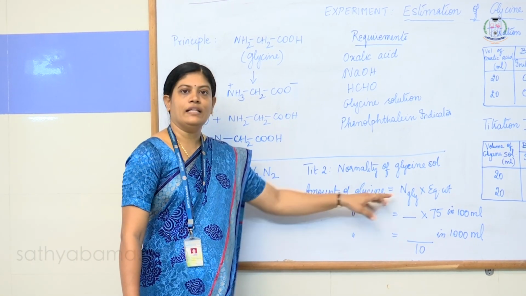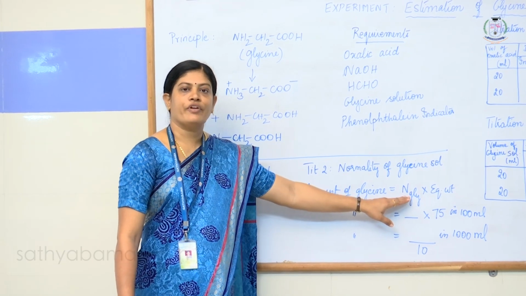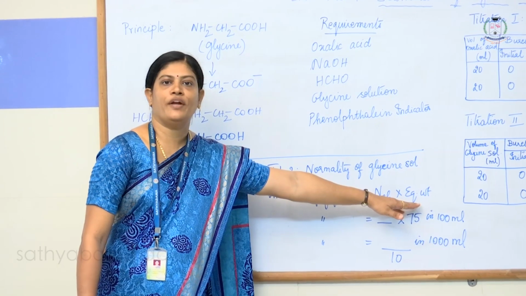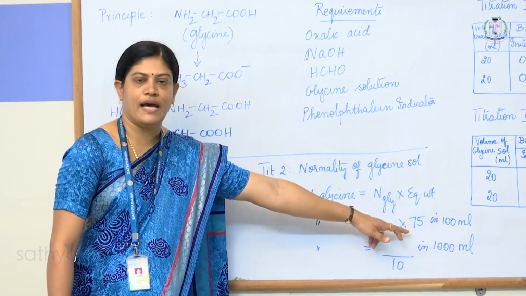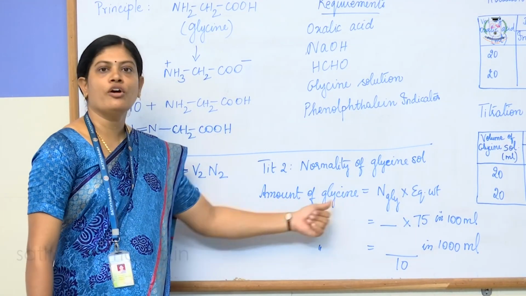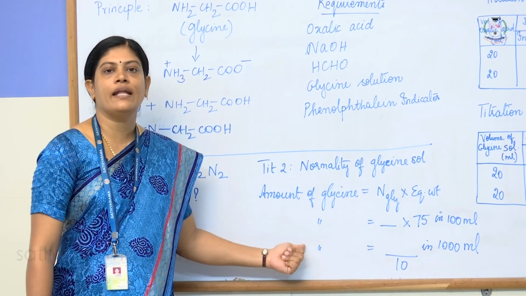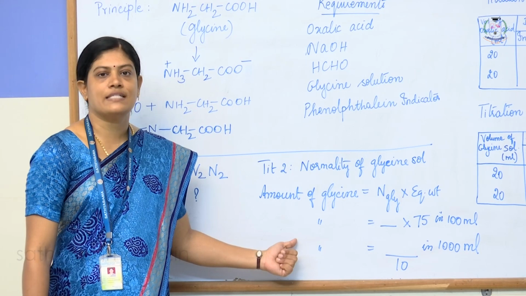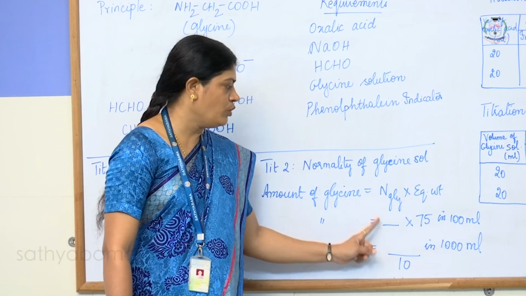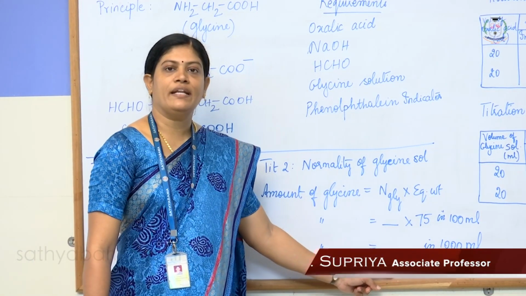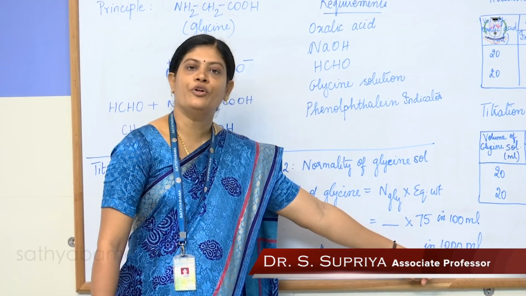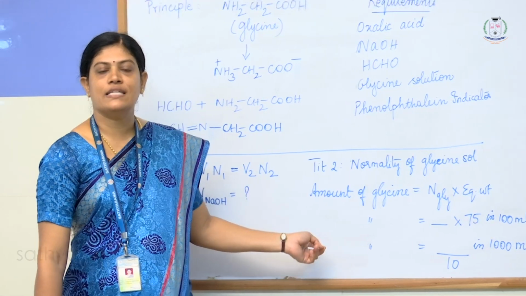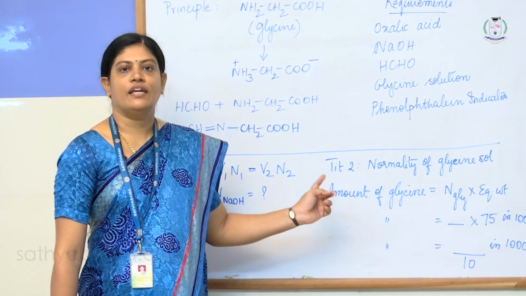So, after getting the normality of glycine from the second titration, it is multiplied by the equivalent weight of glycine, which is 75, to get the amount of glycine present in 100 ml of the solution, the volume we made up in a standard flask. The value obtained here should be divided by 10, and that is going to be the result of the experiment, and it is the amount of glycine present in the given solution.